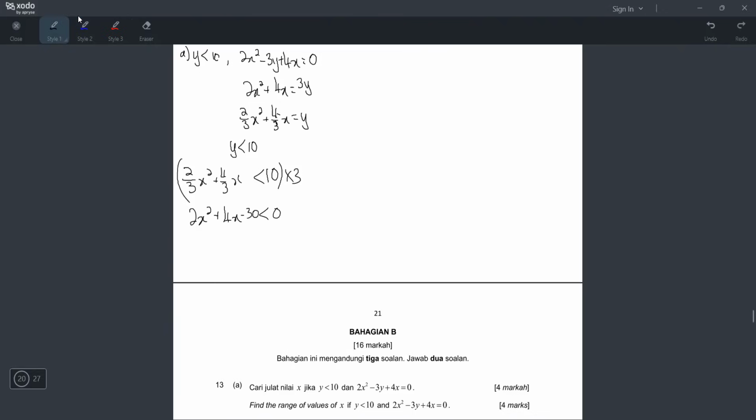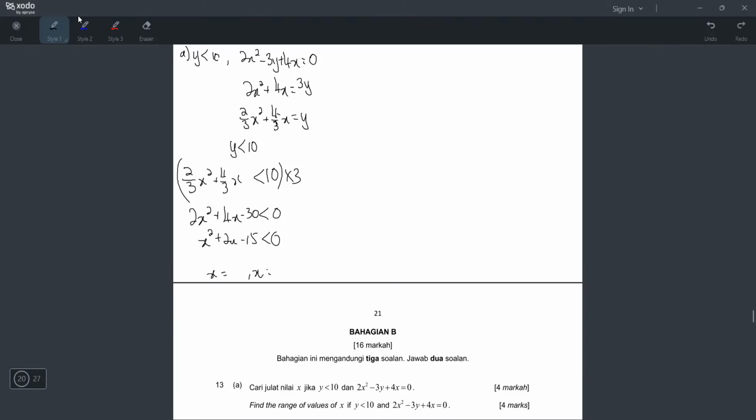And now we can solve this. But I can see this one can be simplified. All these numbers can be divided by 2. So divide by 2: x squared, 2x, 15, smaller than 0. Okay, this is what we call a quadratic inequality. And do you remember how to solve a quadratic inequality? You must sketch, right? I hope you know this, we have to sketch later. But before we sketch, we have to press the calculator and get our 2 answers first, right?